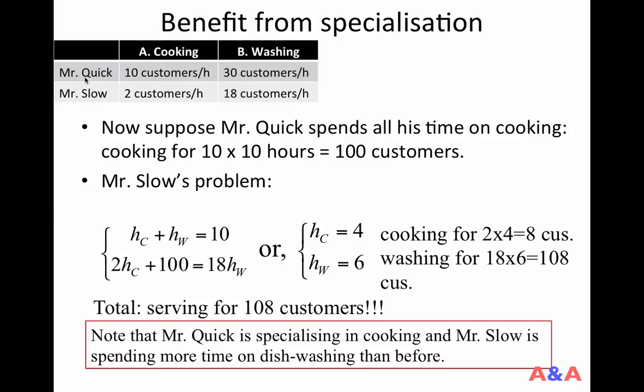You know, if Mr. Quick is better at cooking than Mr. Slow, and Mr. Slow is better at washing than Mr. Quick, if they have different strengths, then of course, cooperation should lead to larger production. But this example is a little surprising because cooperation and specialization lead to larger production despite the fact that Mr. Quick is better at both types of jobs than Mr. Slow. In other words, Mr. Quick has absolute advantage over Mr. Slow both in cooking and in washing. And yet, cooperation and specialization lead to more production.